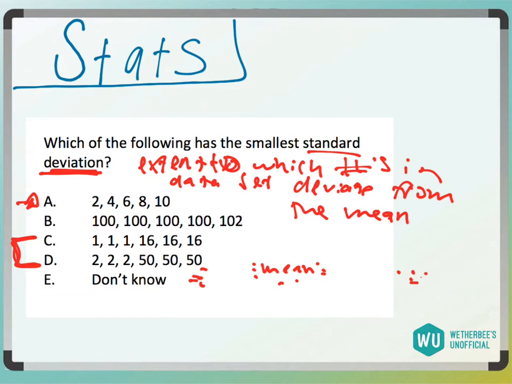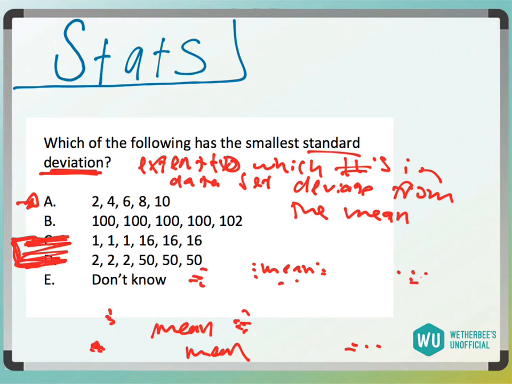C and D, it's definitely not going to be. You'd have a bunch of 1s here, a bunch of 16s here, and the mean would be right here, right? Answer choice D, a bunch of 2s and a bunch of 50s, with your mean in the middle, would actually be a higher standard deviation. So I'm going to get rid of C and D.